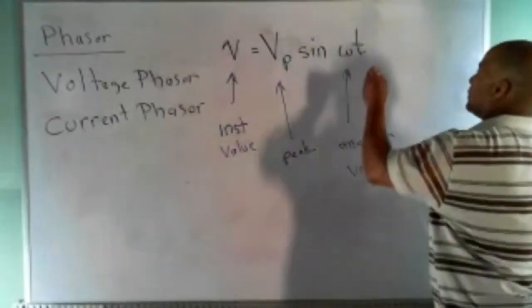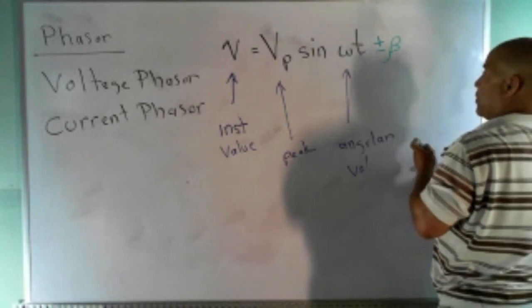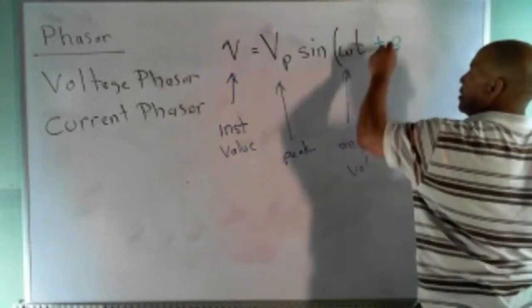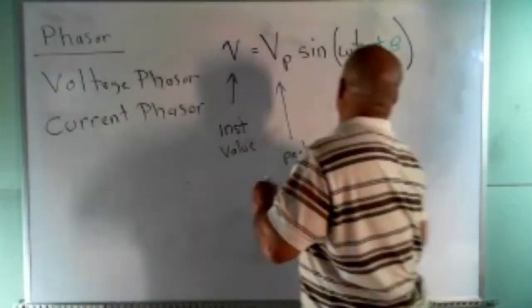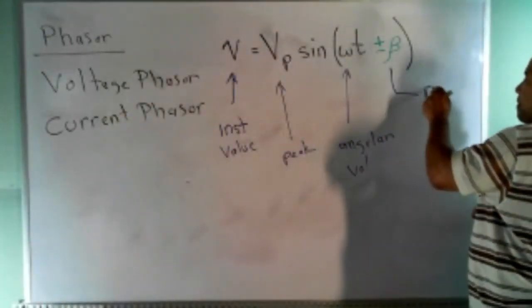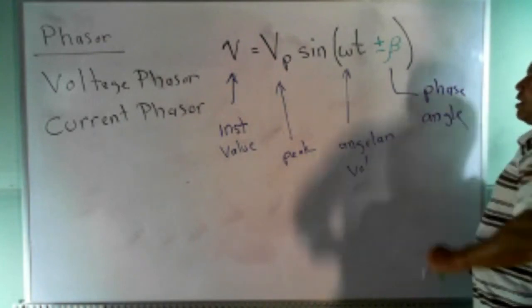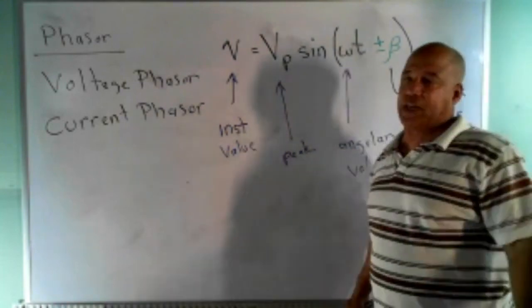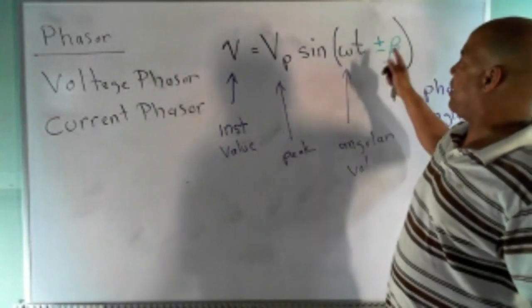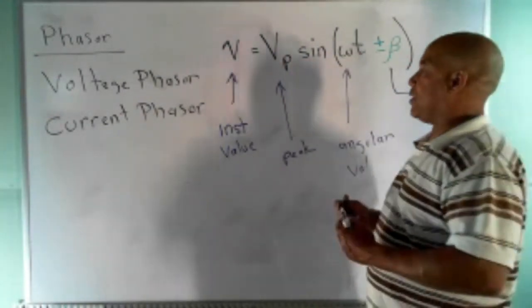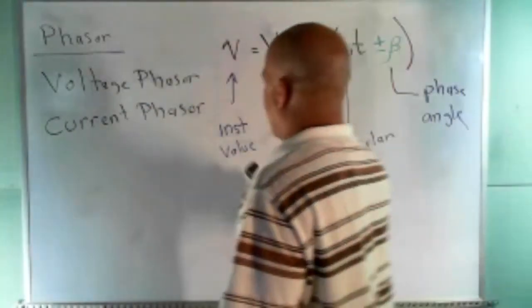I'm going to go ahead and do that. Plus or minus beta, where beta is called the phase angle. That's the phase angle. So I can completely represent any AC waveform like this: peak value, omega t, plus or minus the phase angle. So what is the phase angle? Because you need that to do what we're going to do next.